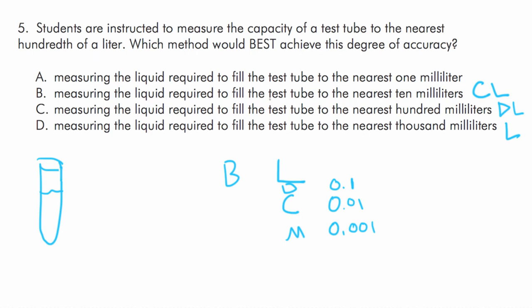This answer would be hundredth. Hundredth of a liter would be a centiliter. Let's see what we have there. 1 milliliter, no. 10 milliliters is a centiliter. And so that would be answer choice B.